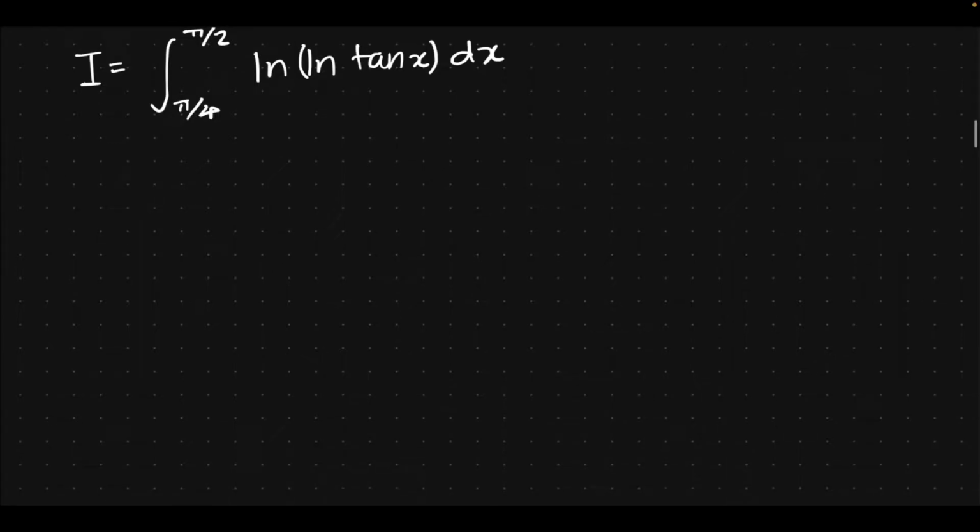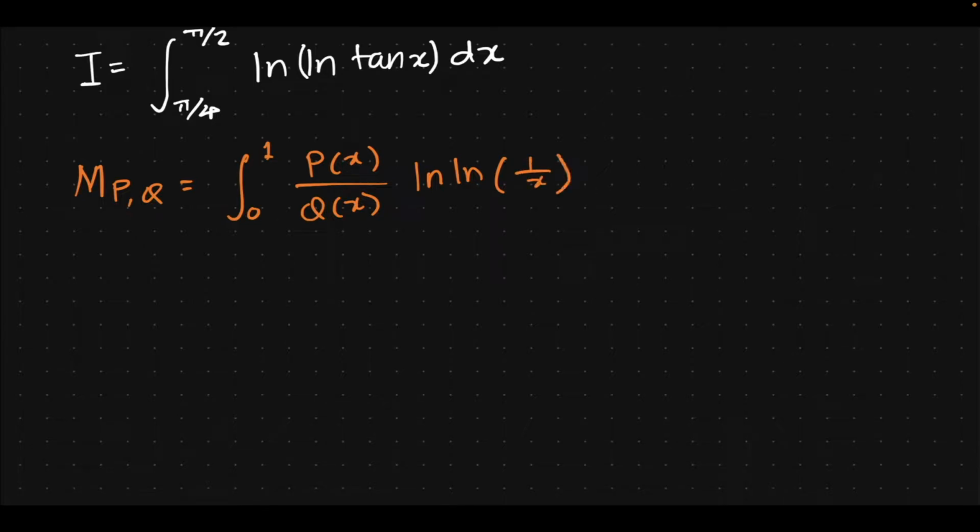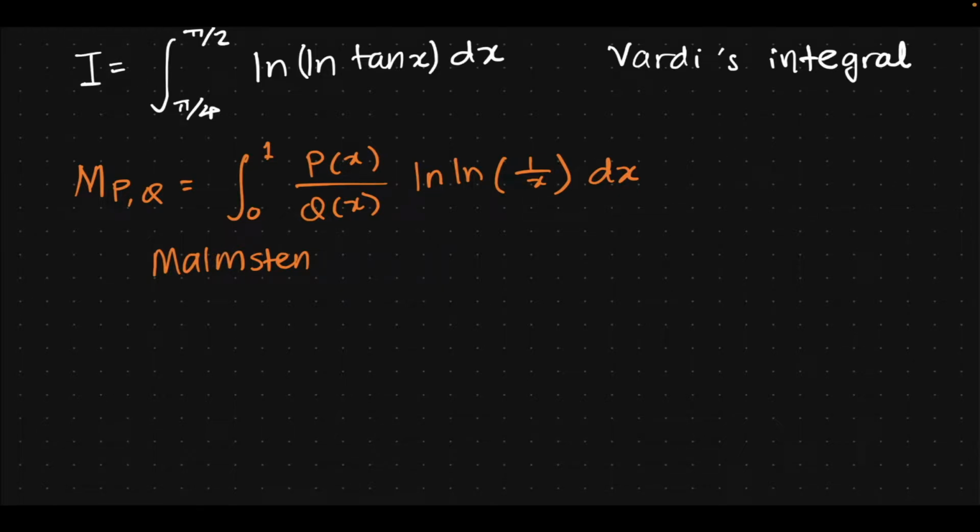This, I would like to point out, is a special case of the family of integrals known as the Malmsten integrals, which are defined as the integral from 0 to 1 of a function of x, p of x over q of x, times natural log of 1 over x dx. Now the integral that we have is a special case, called the Vardi integral, because you can convert this into a general form of the Malmsten integral by doing the appropriate substitution, which in this case is 1 over x equals tangent of x.